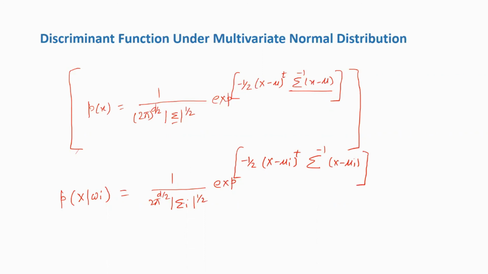Here, when I say determinant, this value is nothing but a covariance matrix computed from all the feature vectors for any class I. And this mu I is the mean computed from all the feature vectors for class I.